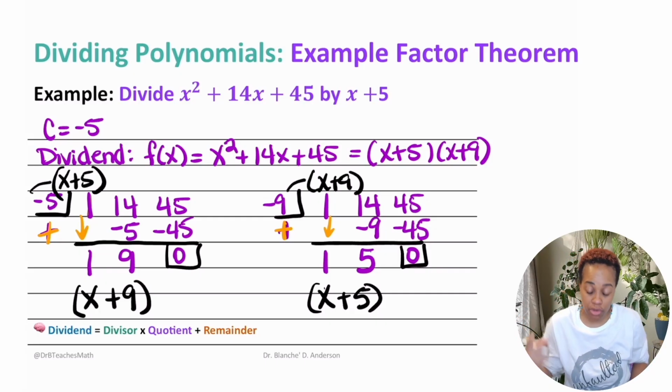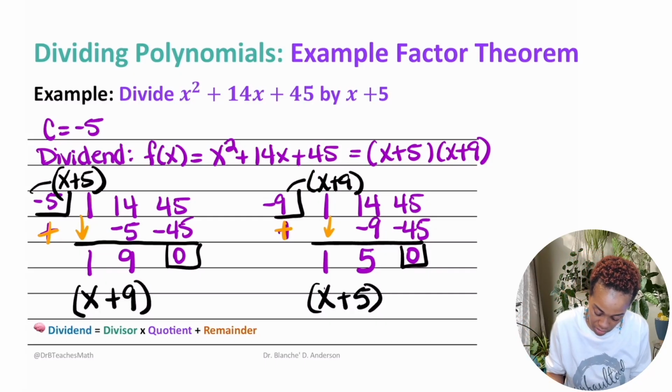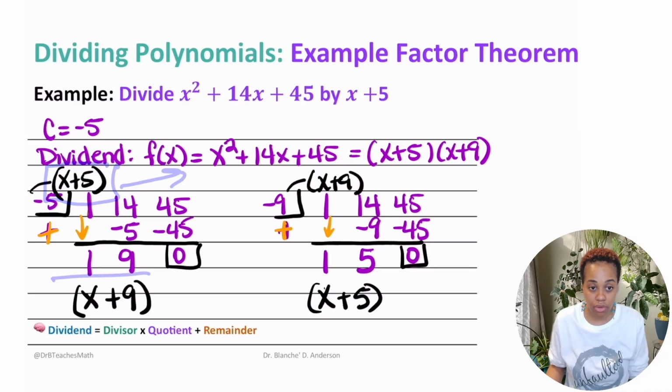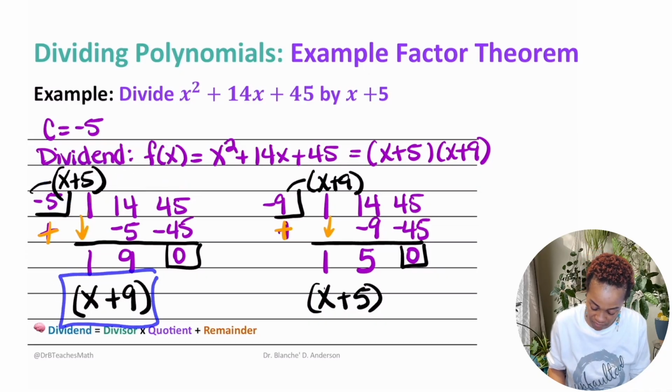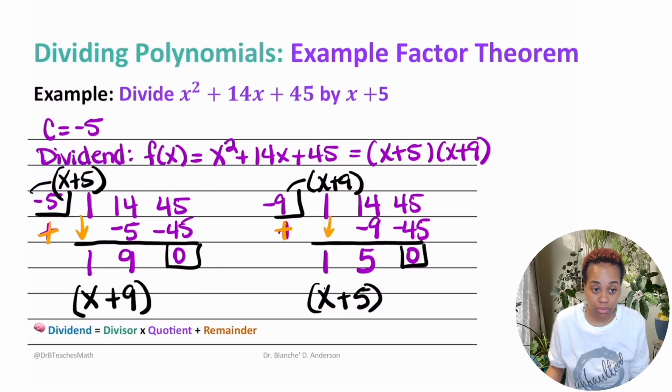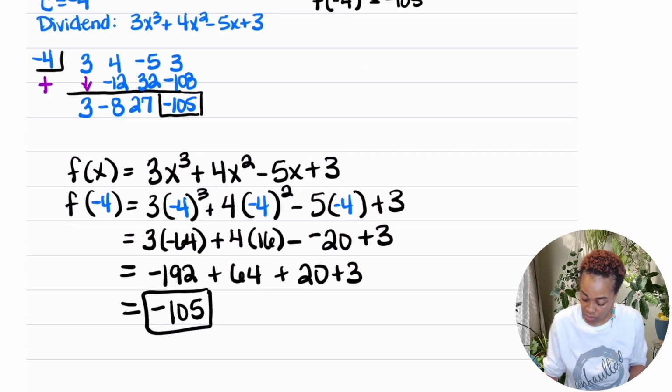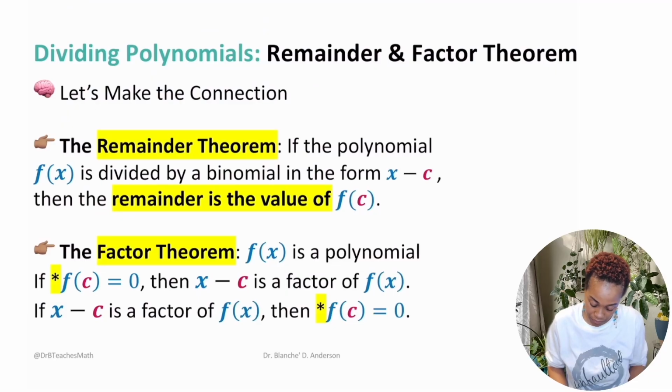And the factor theorem says that if you end up with a remainder of 0, that means this is a factor of that polynomial. This is also a factor of that polynomial. We proved that this was a factor because when we did synthetic division, we got 0. And we proved that this is a factor because when we did synthetic division, we got 0. That's what the factor theorem says. See?